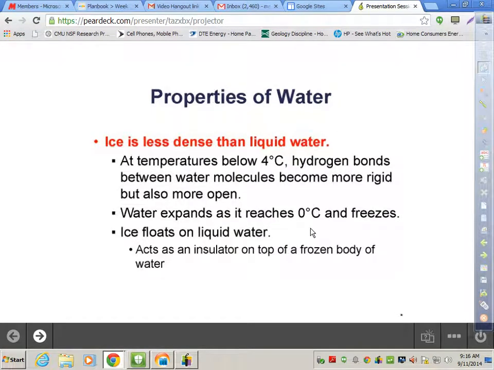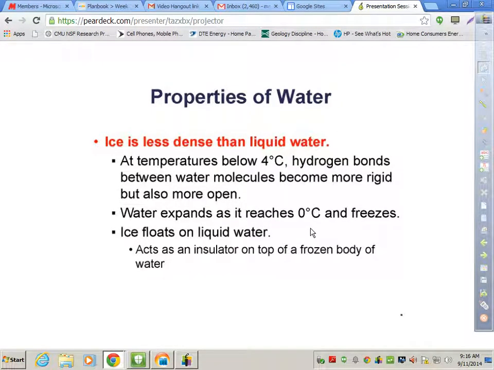So ice is less dense than liquid water. We know that. Ice floats, right? At temperatures below 4 degrees Celsius, hydrogen bonds between water molecules become more rigid but also more open. And water expands as it reaches 0. Water does this really cool thing when it freezes. So ice floats on liquid water. We know that, and it acts as an insulator on top of a frozen body of water.